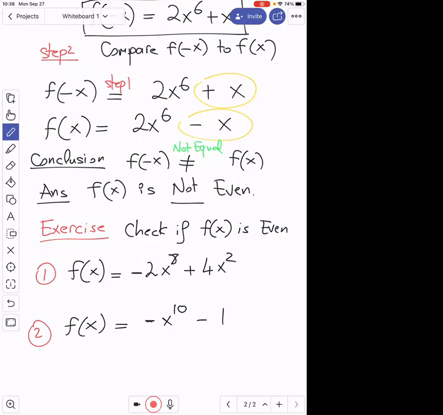Okay. I'm going to give you a couple of minutes, guys, to think about this problem. Please try to follow these two steps. In the first step, you are supposed to find f of minus x. And in the second step, you're supposed to compare your answer to the original function f. Okay.